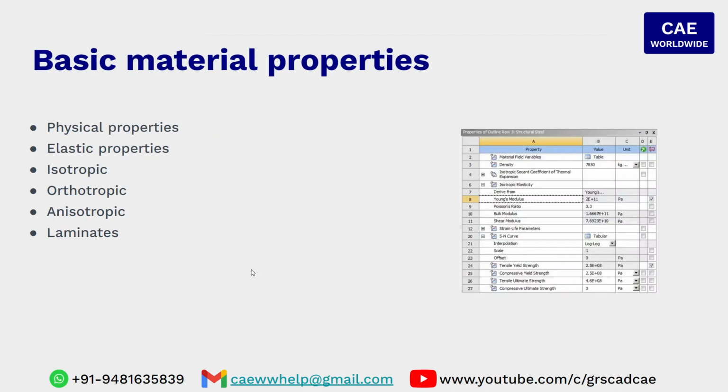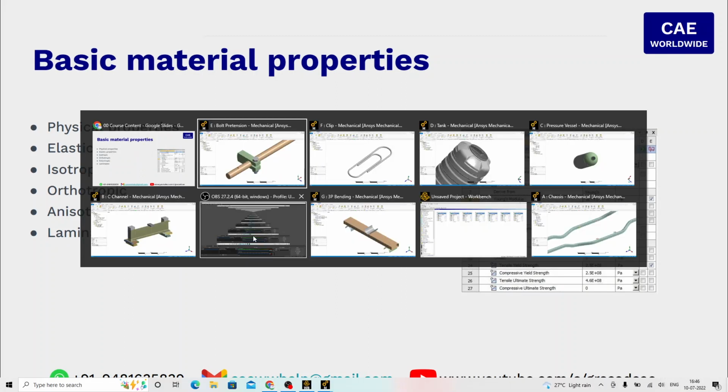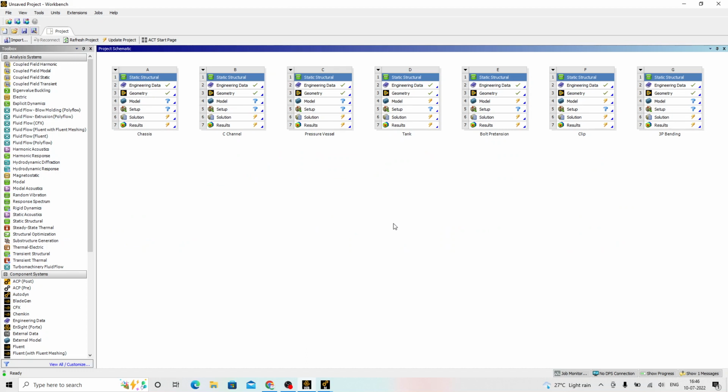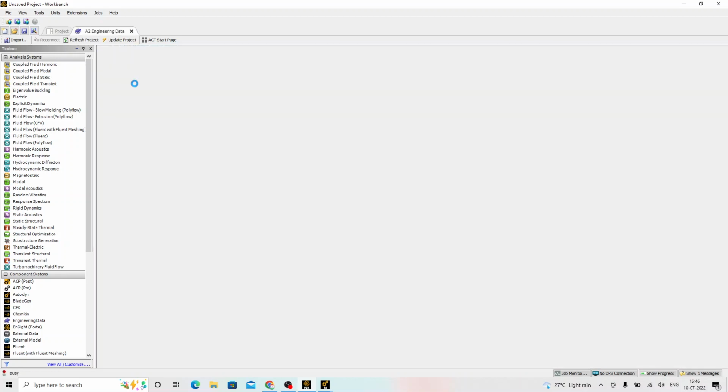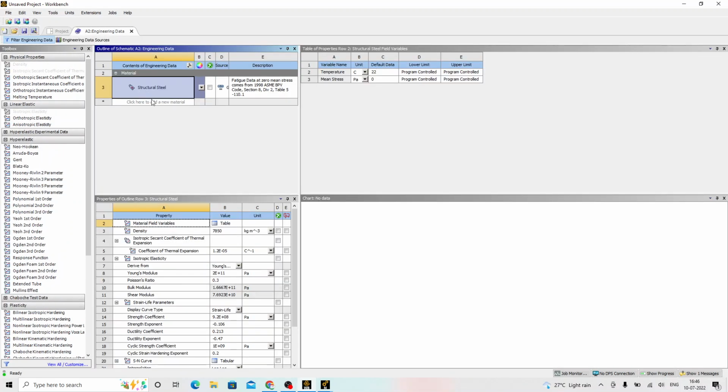Then we move on to the material properties. Material properties are going to be either isotropic, anisotropic, or orthotropic, wherein we are going to identify the materials and their behavior and properties from the ANSYS library. If it is required to define a new material, how do we define the material? How do we add non-linearity to that material will be discussed.